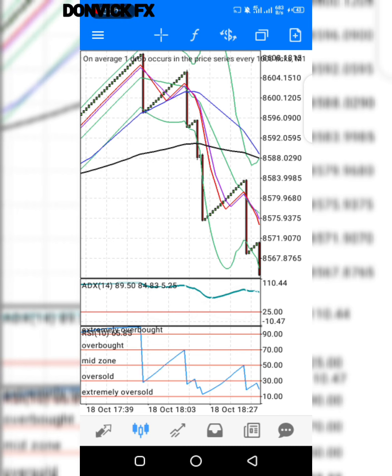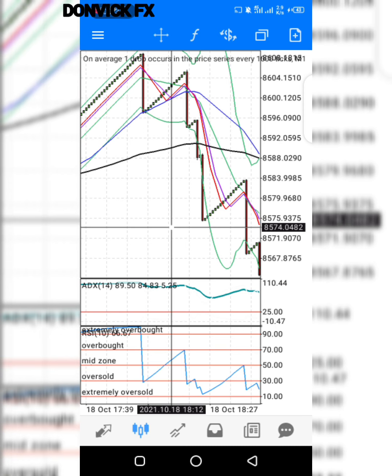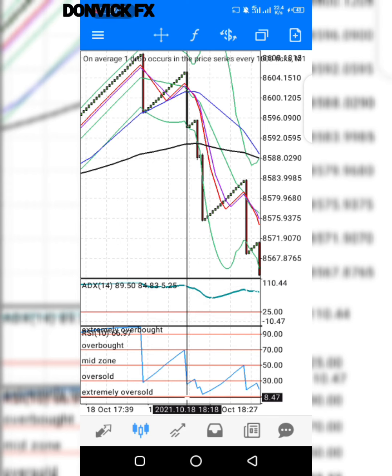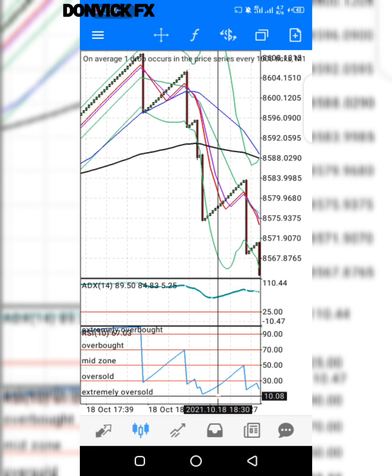This extremely oversold zone indicates delay. It indicates there was a delay in the market, most especially when you use sniper and you wouldn't want to lose your recent profit. You can close your trade and reopen 5 minutes afterwards whenever it hits this extremely oversold zone, because it is very rare for it to pass this extremely oversold zone, unless in rare cases.